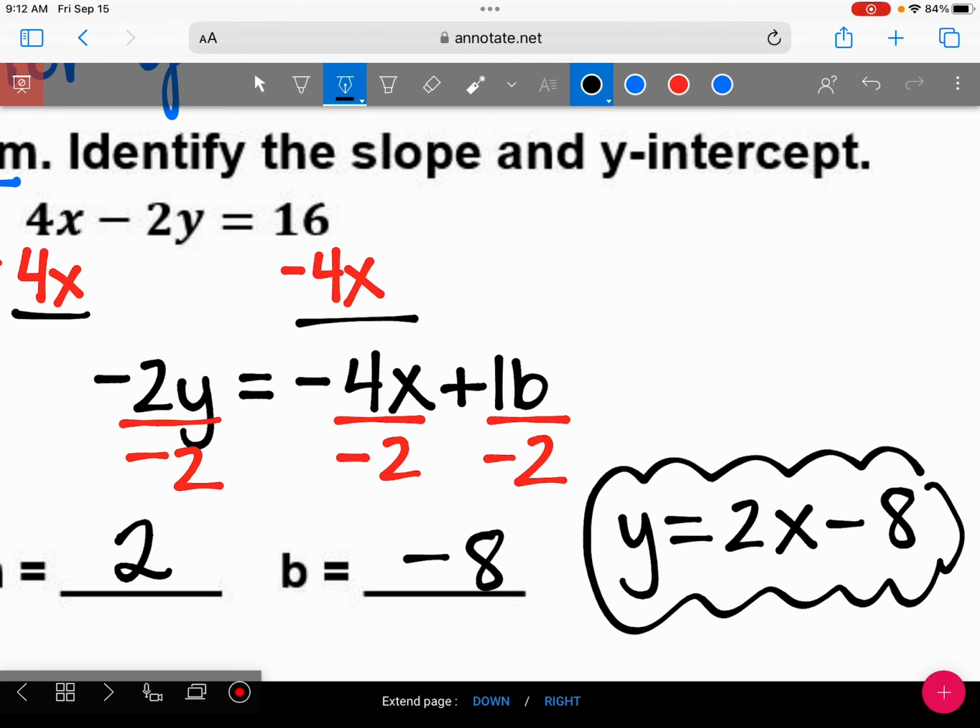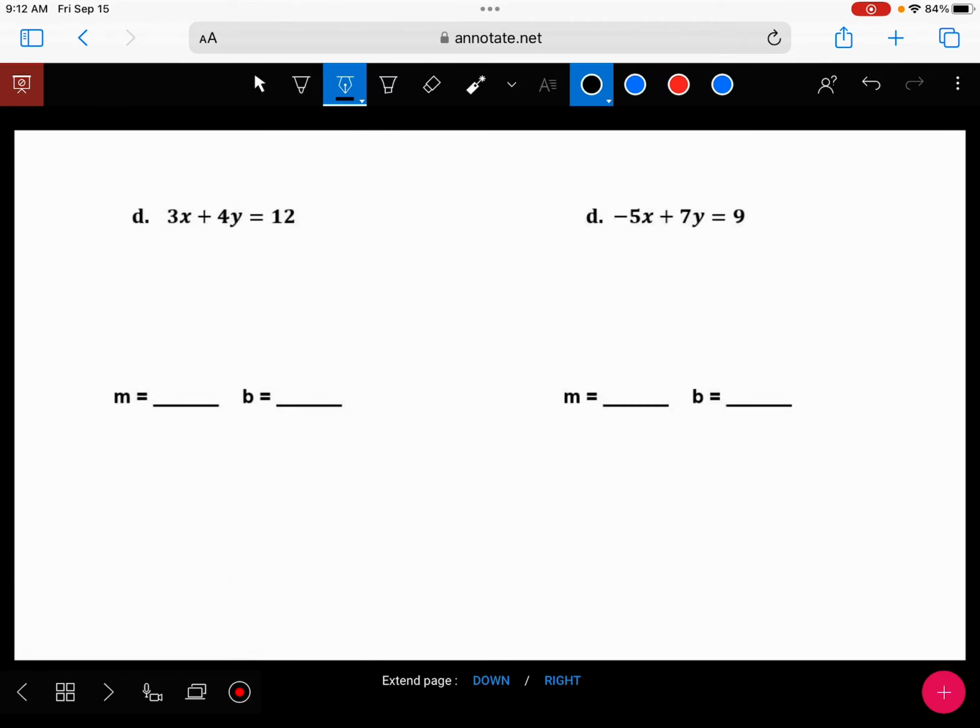All right, go ahead and do the next one. Do C by yourself. Sometimes your fraction is a slope. I think on this one, you're going to get a fraction. And that's okay. And sometimes you get a fraction for your slope and your y-intercept.